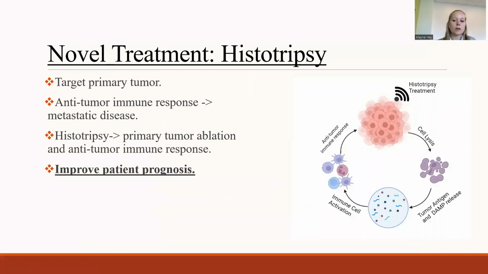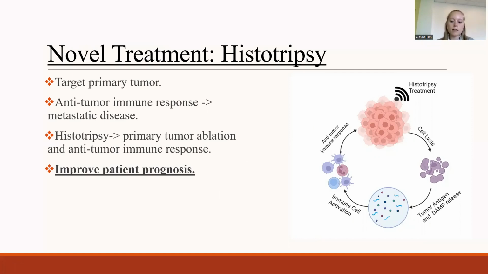The ideal osteosarcoma treatment option would target both the primary tumor and activate an anti-tumor immune response to help mitigate metastatic disease, which is the primary cause of death in osteosarcoma patients. In preclinical rodent models, histotripsy has been used to ablate primary tumors and has been shown to demonstrate an anti-tumor immune response through the proposed mechanism outlined here in this diagram.